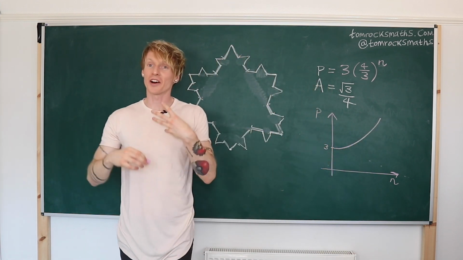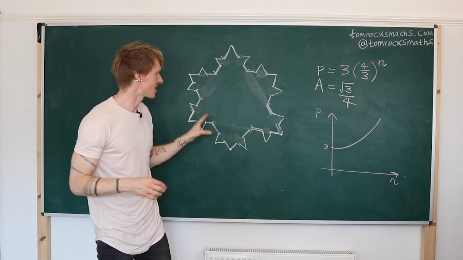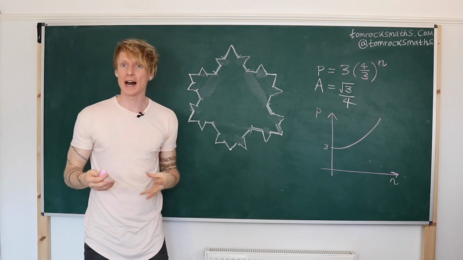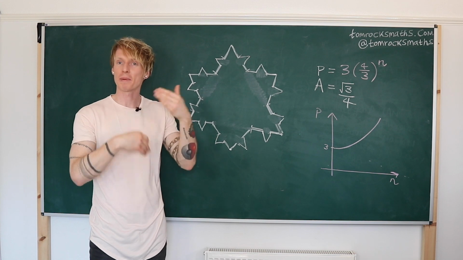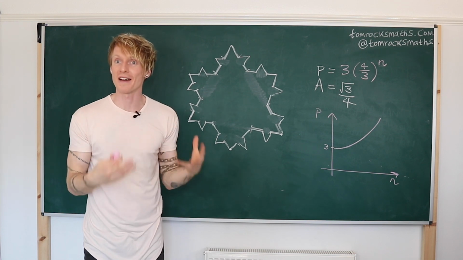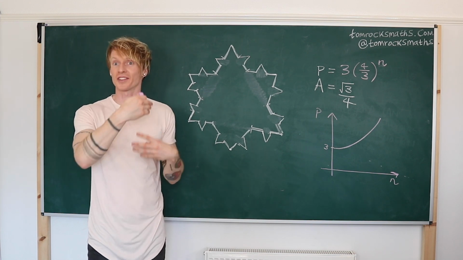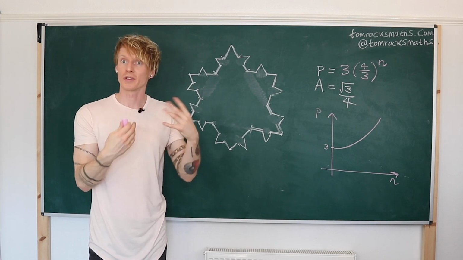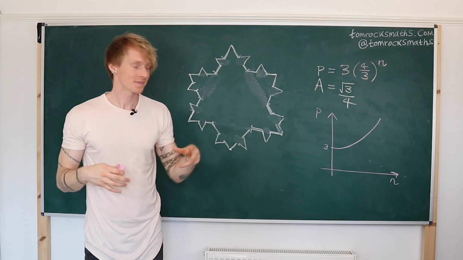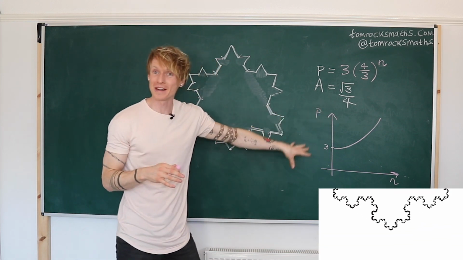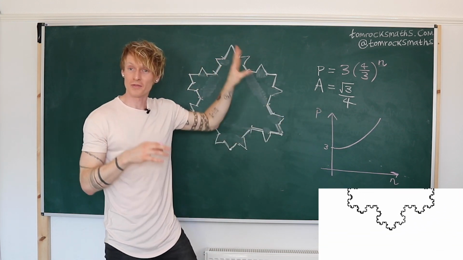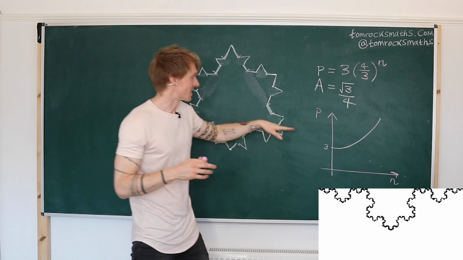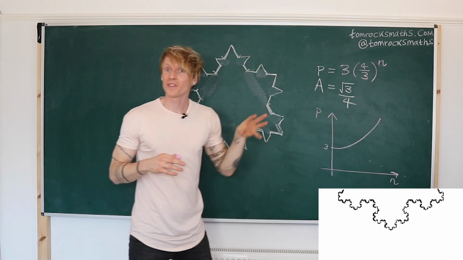And of course, to get our fractal, we have to do this an infinite number of times. That's what it means to say repeat the process forever and ever and ever. And this is why fractals look the same as we continue to zoom in towards them, closer and closer forever and ever. So the final value of the perimeter in this case, the perimeter of the Koch snowflake, is actually going to go to infinity.